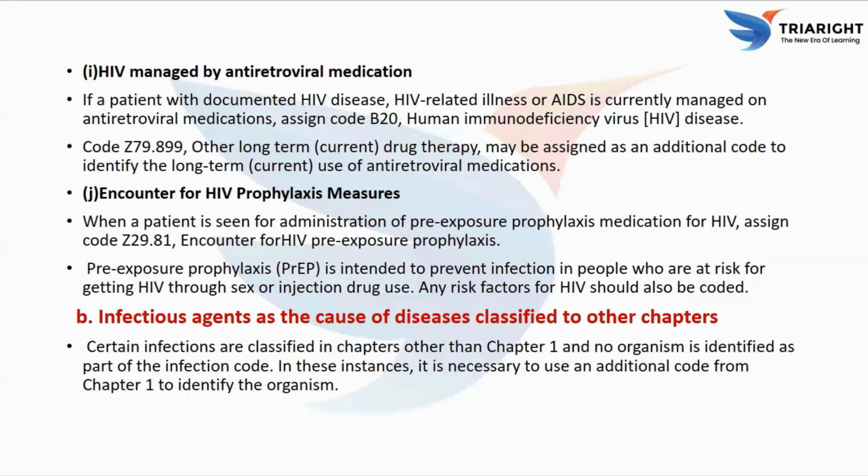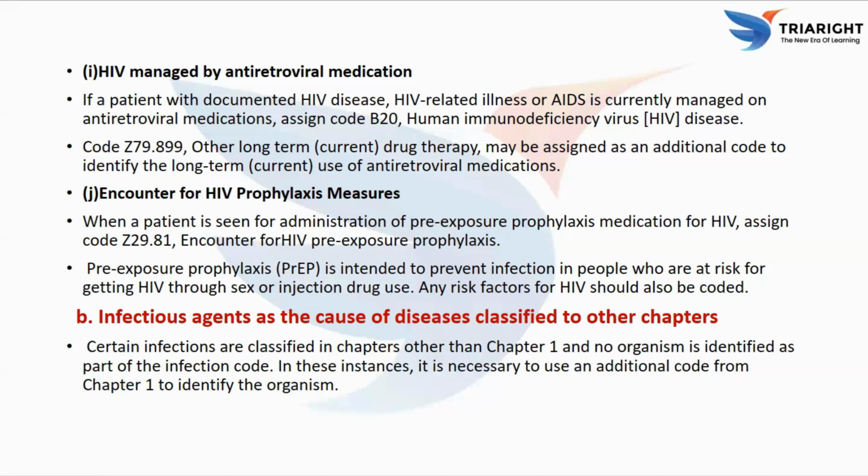Next is Z, encounter for HIV prophylaxis measures. What are prophylaxis measures? Pre-exposure prophylaxis, PrEP, is a medication given to people without HIV to prevent infection. Examples include a person with high sexual risk, a partner of an HIV positive person, or people who inject drugs. So what is the principal code for a PrEP visit?